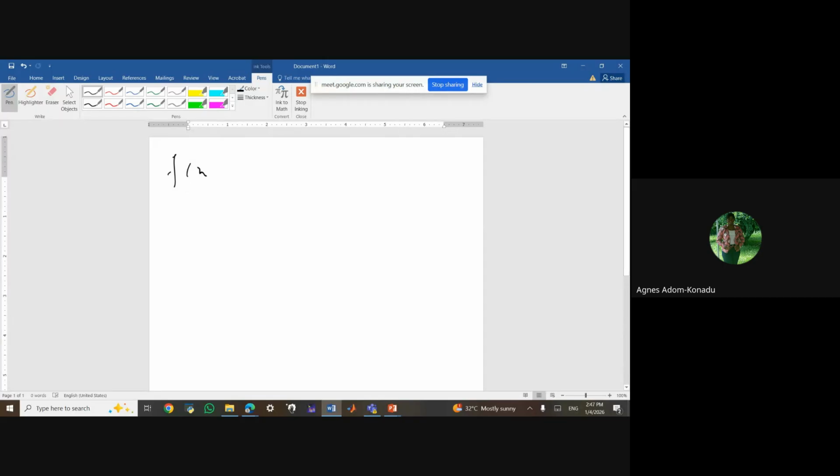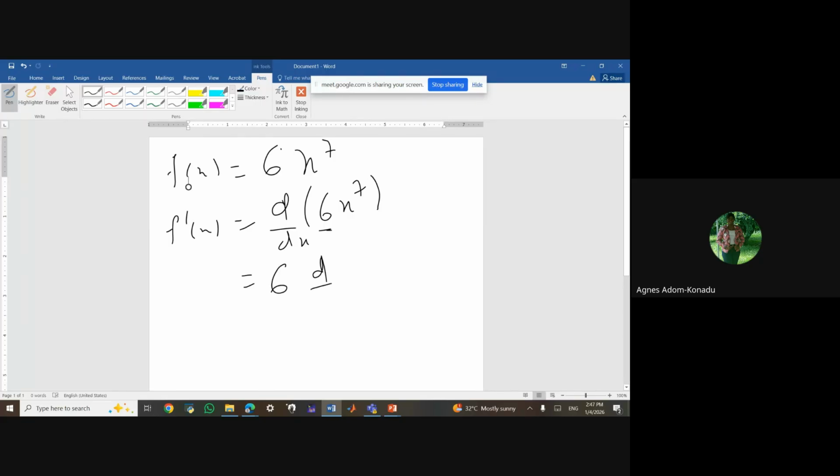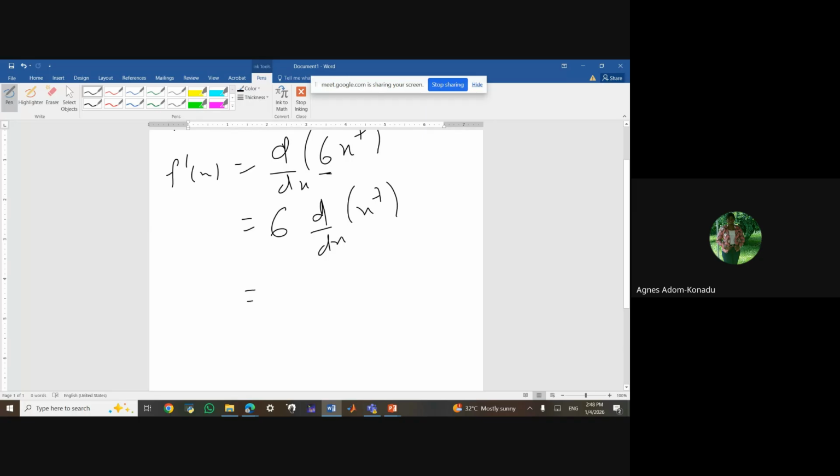So example, if I have f of x equal to maybe 6x to the power 7, to differentiate this, f prime of x is the same as, I'll bring the x out. Okay, so the first step is I'll write d dx of 6x to the power 7. And this is the constant. So by that remark, it means that I can bring the 6 out. Then I'll have d dx of x to the power 7. So this is 6, still 6 out. Then I will differentiate this. Then the differential of this is 7.